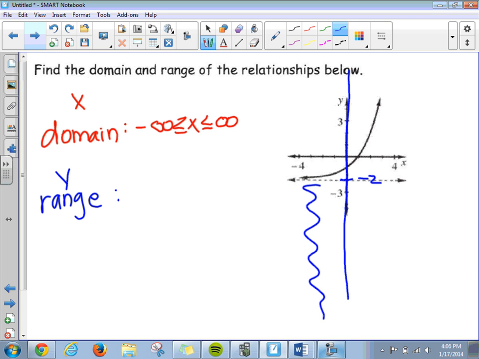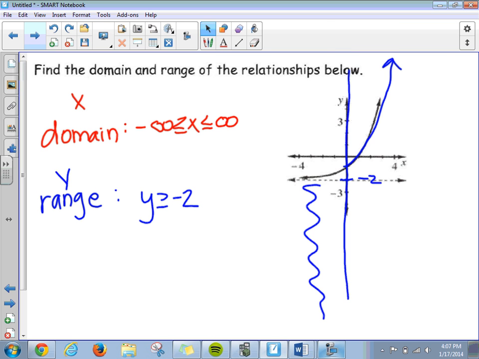And then we look at our positives and we increase forever. So we're just looking for values for our y is going to be greater than or equal to, it looks like we actually never approach negative 2 because of the asymptote that exists. So I'm going to correct myself. It's going to be y is greater than negative 2. And that will be our domain and range.